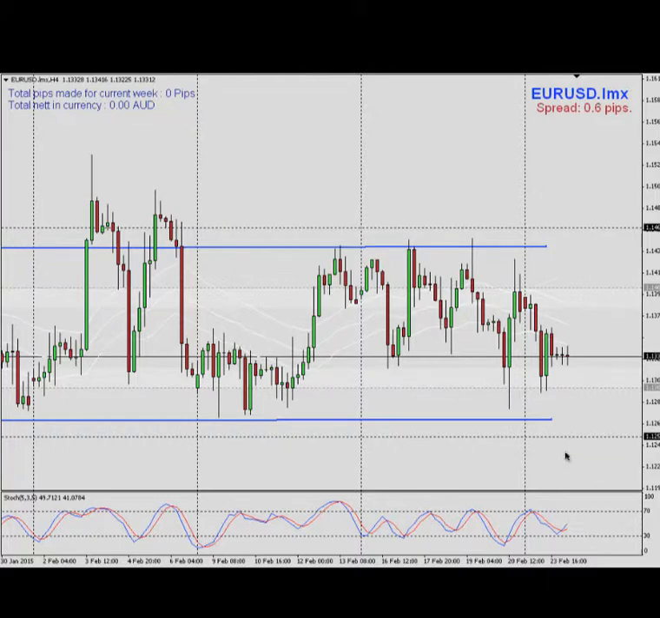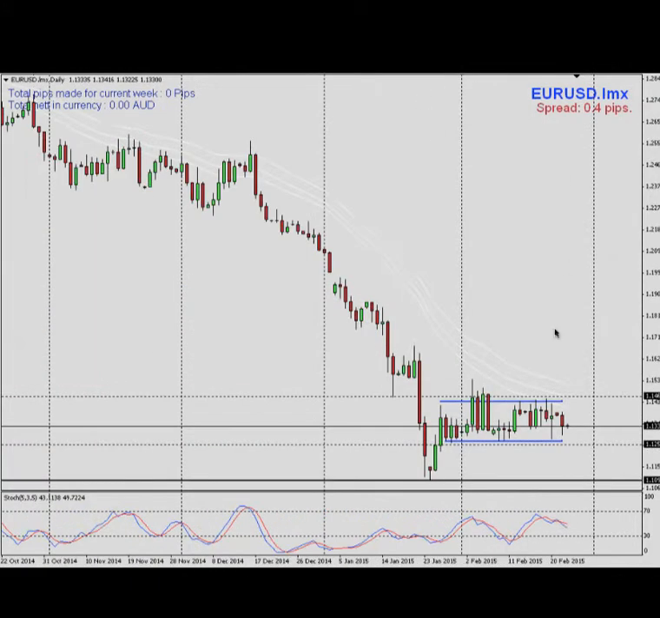So I will be doing some buy stops and sell stops over that straddle there and looking to pick up the move as the market starts pricing in what it believes to be the highly probable outcome for Greece and the Eurozone.